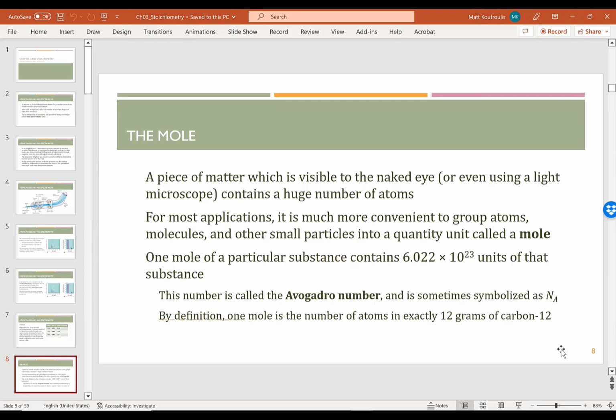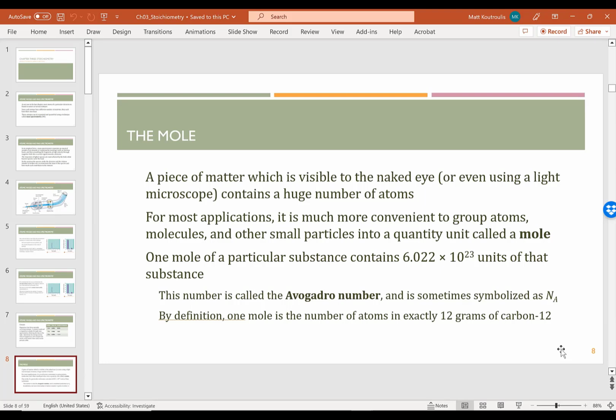Compared to, say, if I have a mole of water, what's the smallest piece of water you could have? H2O is a molecule. Good. So if I say I have a mole of helium, that means I have 6.022 times 10 to the 23rd helium atoms. If I say I have a mole of water, I have 6.022 times 10 to the 23rd water molecules. If I have an ionic compound, we're going to just say formula units as the phrase.